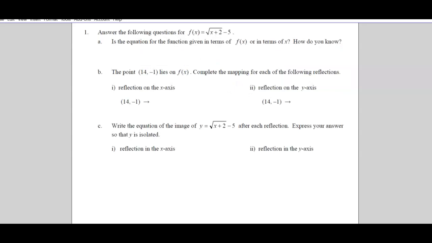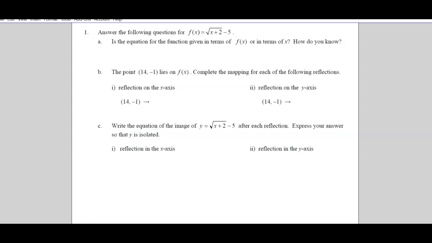Next one, we've got that radical function there. Is the equation for the function in terms of f of x or in terms of x? Well, I just said it's a radical function. That means I know what the shape is, so it is in terms of x. If it was in terms of f of x, I wouldn't know what the shape was.